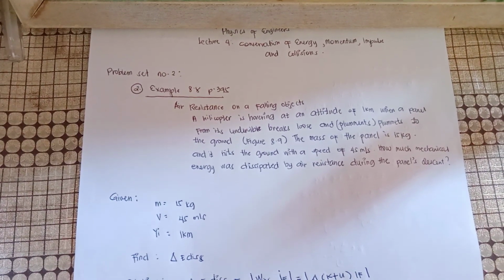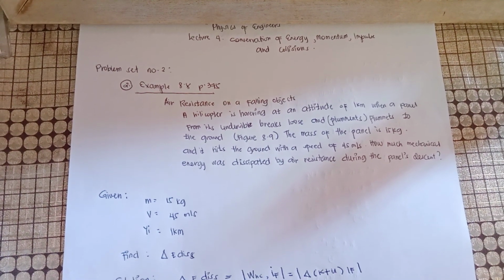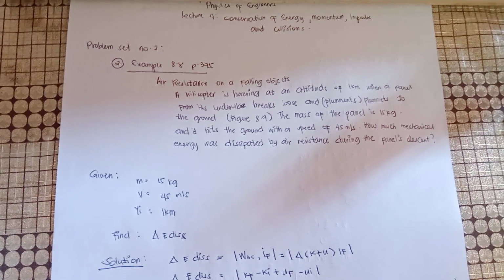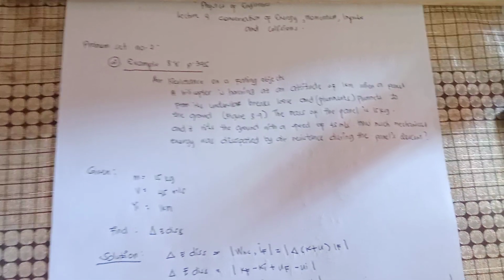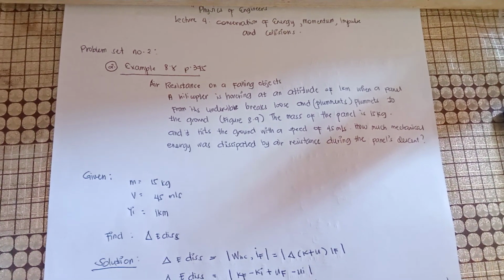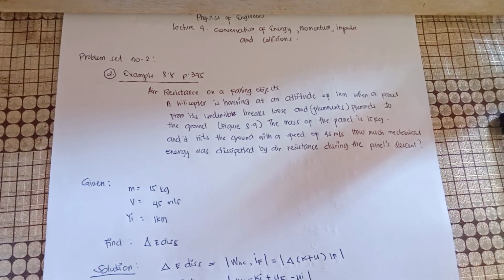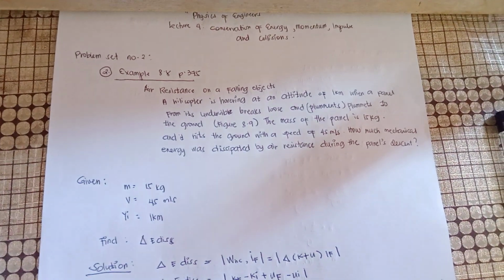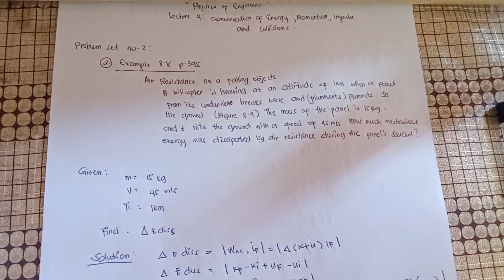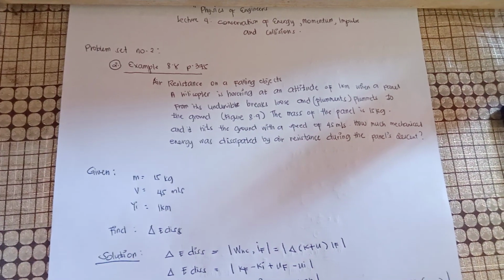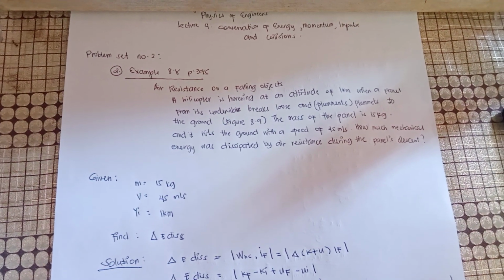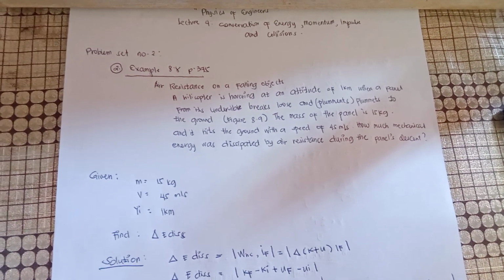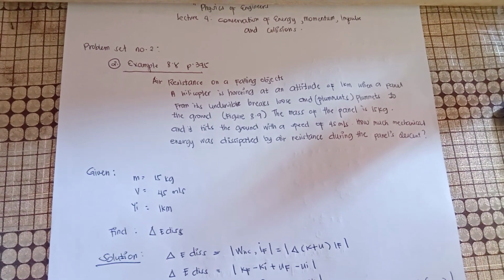Problem set number 2. Example 8.8, page 375. The question: air resistance on the following objects. A helicopter is hovering at an altitude of 1 kilometer when a panel from its inverter breaks loose and plummets to the ground, figure 8.9. The mass of the panel is 15 kg and it hits the ground with a speed of 45 meter per second. How much mechanical energy was dissipated by air resistance during the panel's descent?